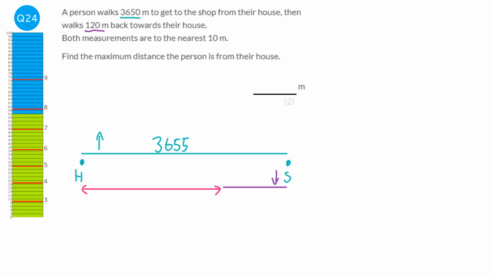So the accuracy is still 10 because it says both measurements are to the nearest 10 meters. So we're going to halve that accuracy. 10 would be 5. And this time we're going to take it away. So 120 take away 5 would be 115. Okay, so to find the maximum distance the person is from their house, we're just going to do 3,655 take away 115, which will equal 3,540.